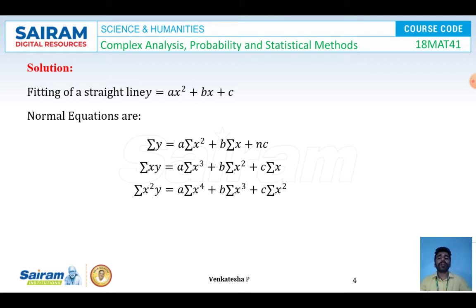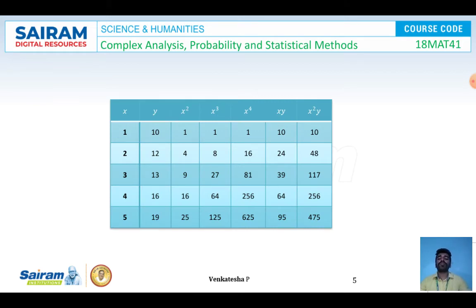Now our job is to estimate the value of Σy, Σx², Σx³, Σx⁴, Σxy and Σx²y. So take a tabular column, calculate all this. The tabular column must have x, y, x², x³, x⁴, xy and x²y. So x is given like 1, 2, 3, 4, 5 and y is given like 10, 12, 13, 16, 19. I'm going to calculate x² now.